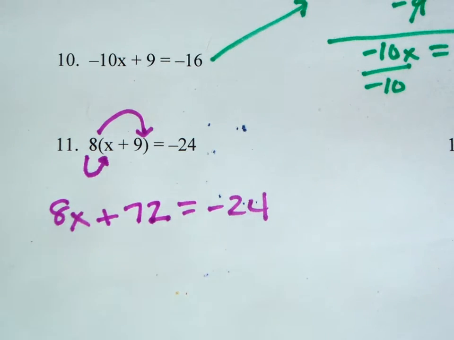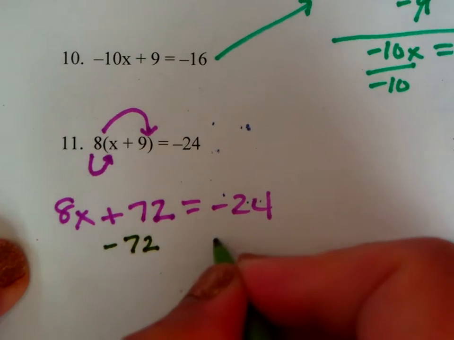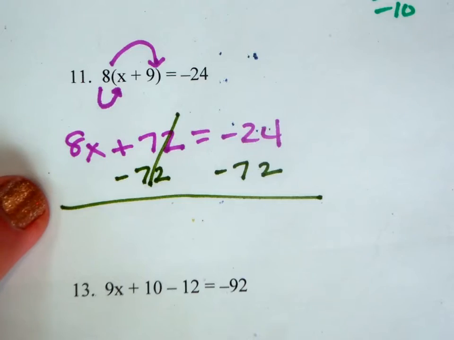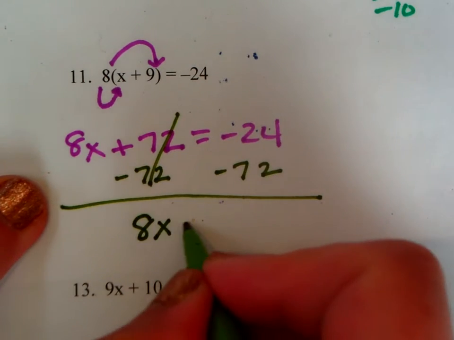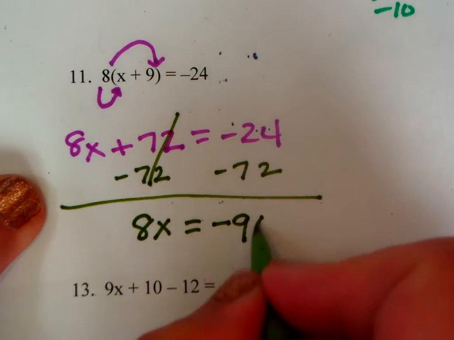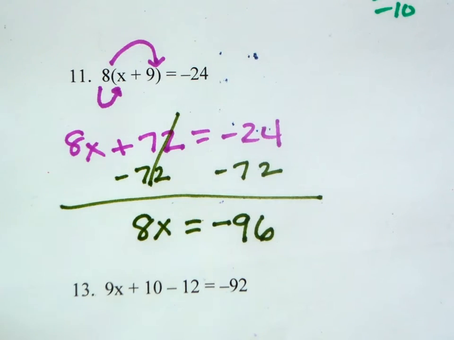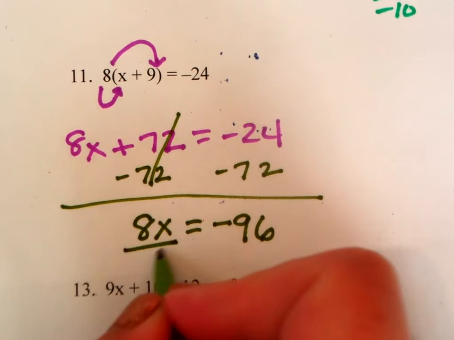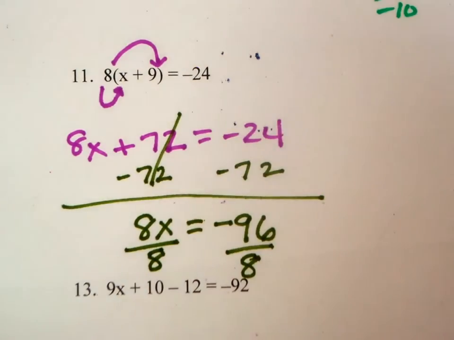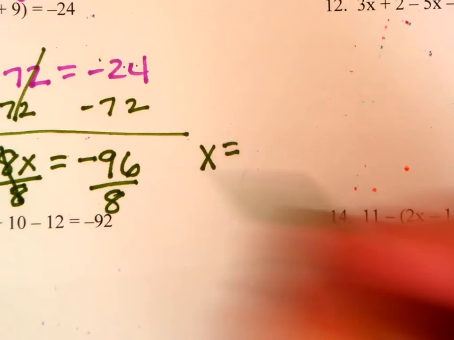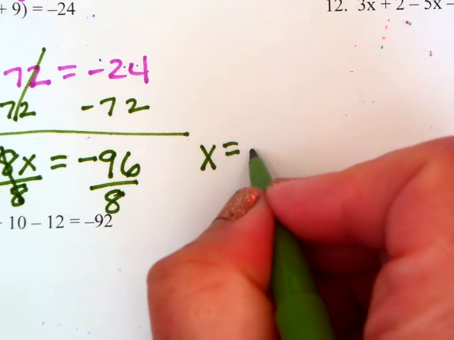Then the next step I would do is subtract 72 from both sides. 72 and the negative 72 cancel. We have 8x, and negative 24 minus 72 is negative 96, because remember they're both negative, so everything's on the side of the negative, so you can just add them and make sure you realize they're negative. Okay, now I'm not quite done with the problem because I do need to divide by the 8 because I want to know what x is, not what 8x is. So x equals negative 96 divided by 8 is negative 12.